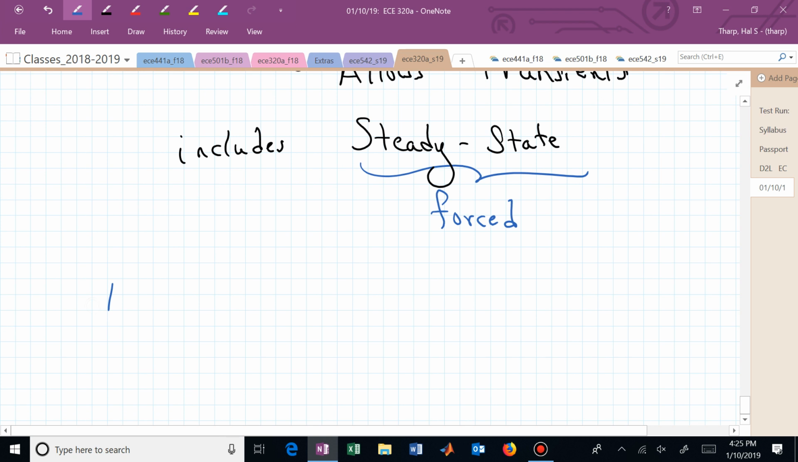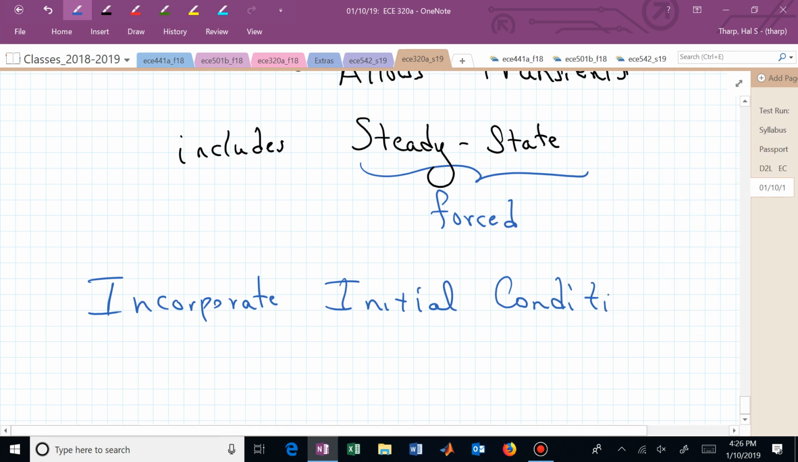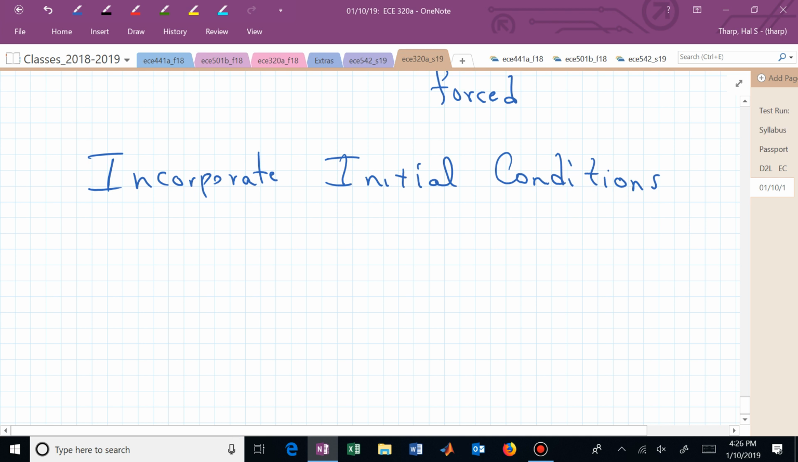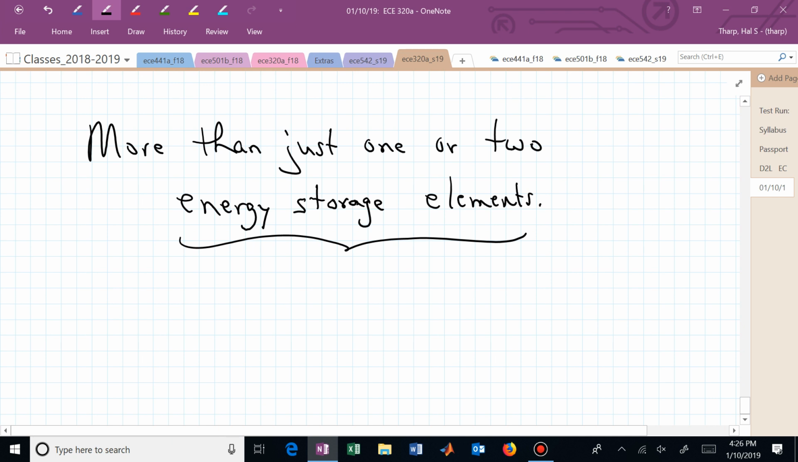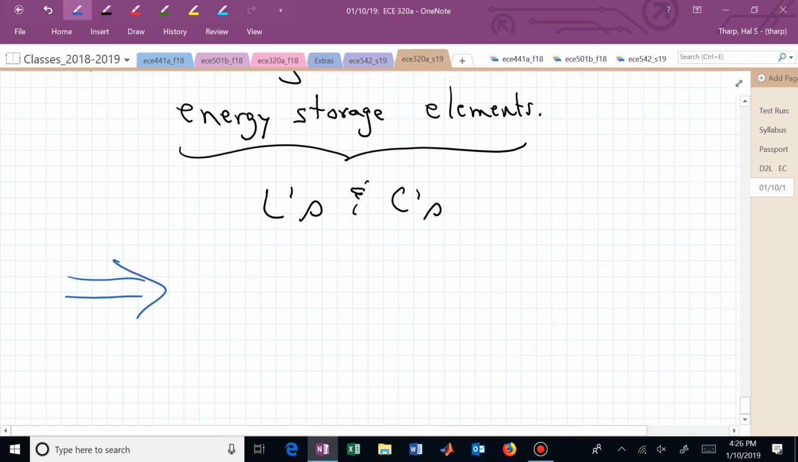And we can also, with Laplace, account for initial conditions. We can now incorporate initial conditions. And we can deal with all sorts of L's and C's. We can have more than just one or two energy storage devices, where the energy storage elements are these L's and C's. That now takes us a little bit further.